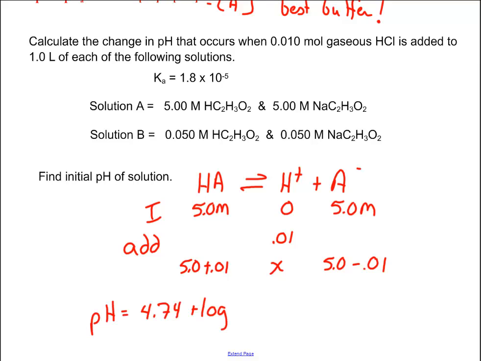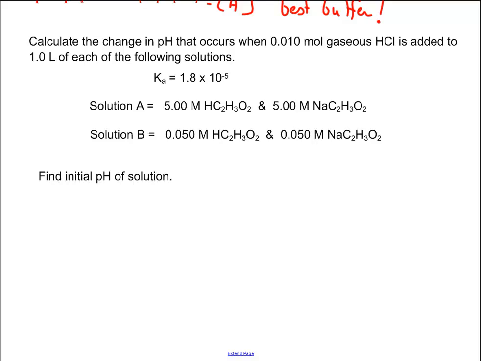So pH is going to equal 4.74, my pKa, plus the log of my anion concentration, which is 4.99, over my acid concentration, which is 5.01. And so when I do all the math for that, this is going to be negative 0.0017. So 4.74 minus that, my pH really doesn't change. The pH stays at 4.74. My concentration of acid and anion is 5 molar. It's way higher than the amount of hydrogen ion I'm adding, and so therefore my pH really doesn't change. I have a very high capacity buffer in this case.